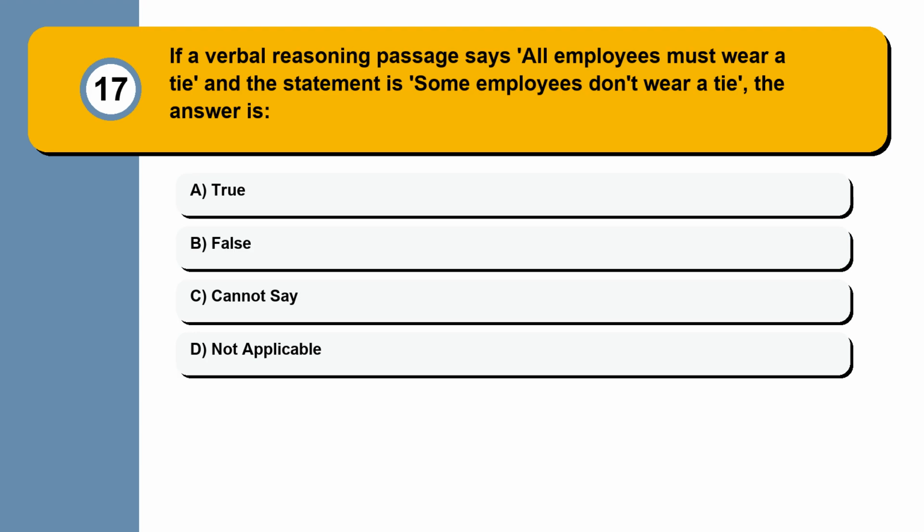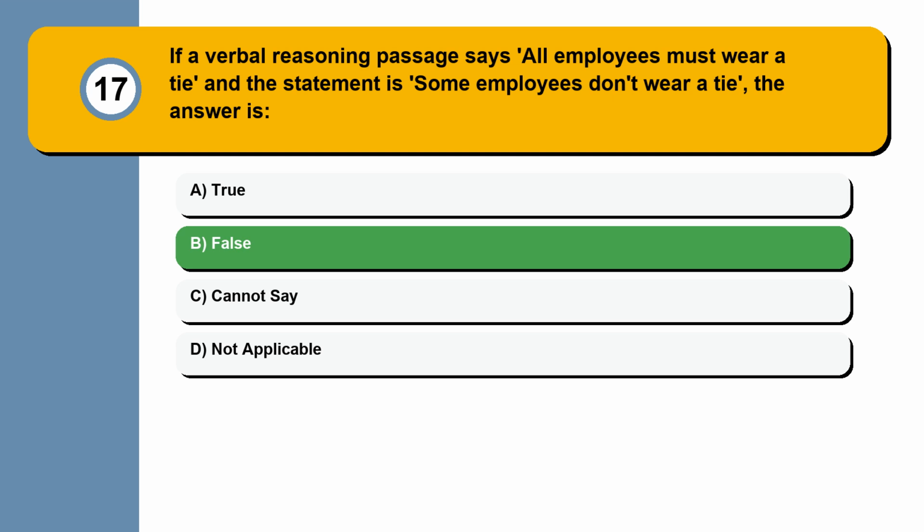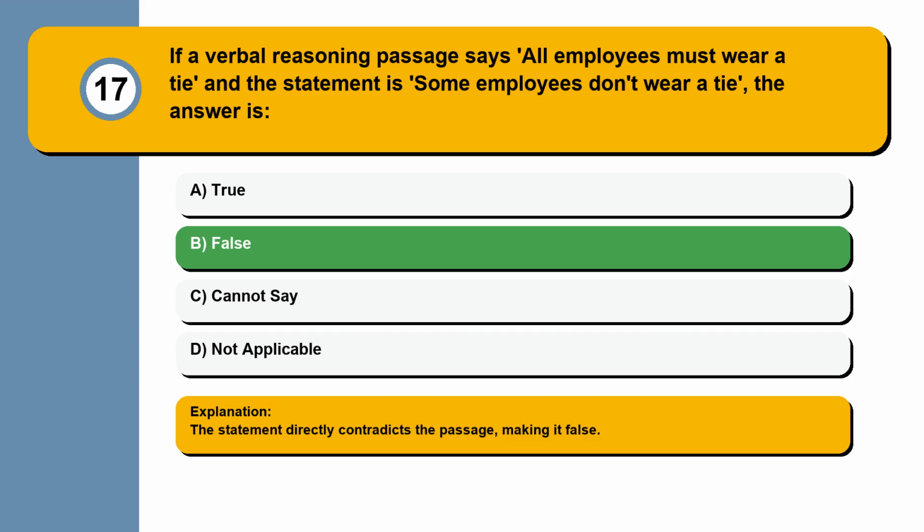Question 17. If a verbal reasoning passage says, all employees must wear a tie, and the statement is, some employees don't wear a tie, the answer is: true, false, cannot say, not applicable. The statement directly contradicts the passage, making it false.